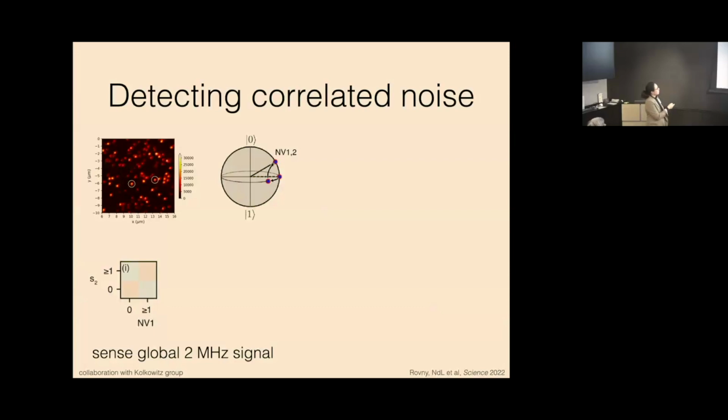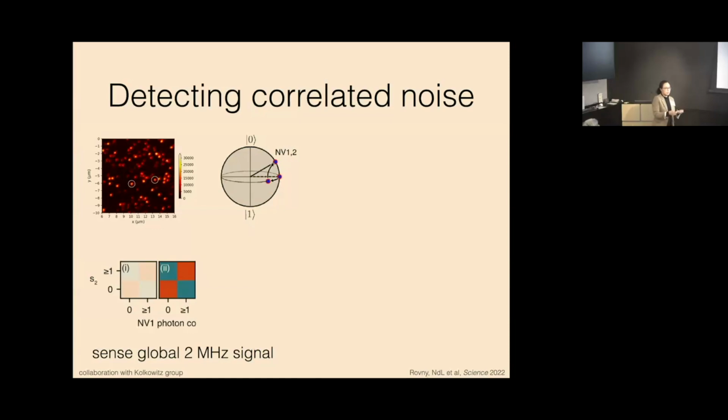So here's my scanning confocal microscope image where each of these bright spots is an individual NV center. I can just pick two of them, and then I can plot my raw data binned by saying if NV1 is dark or bright, is NV2 dark or bright? And you can see that normally I have very little background correlation. But if I apply a 2 megahertz noise tone to an antenna, I can see this nice checkerboard pattern that emerges that says that these two things are nicely correlated.